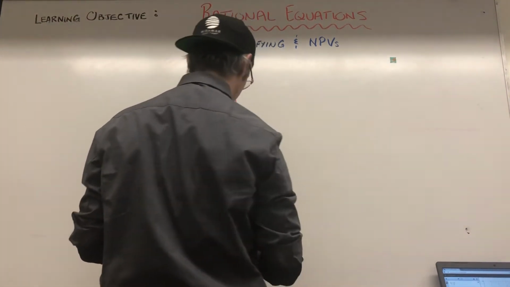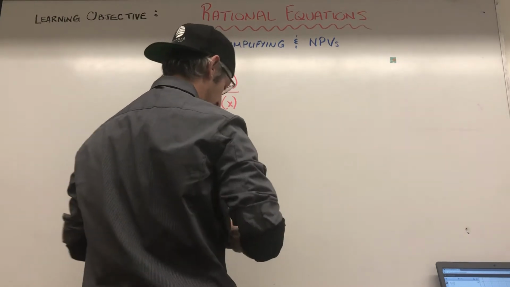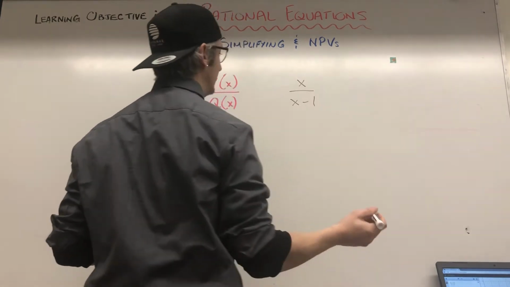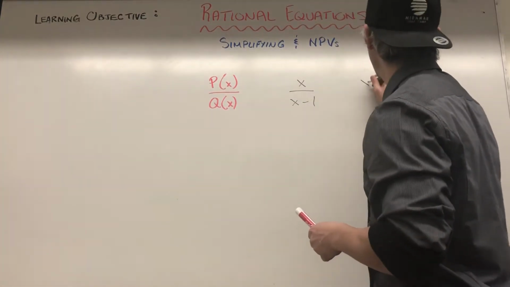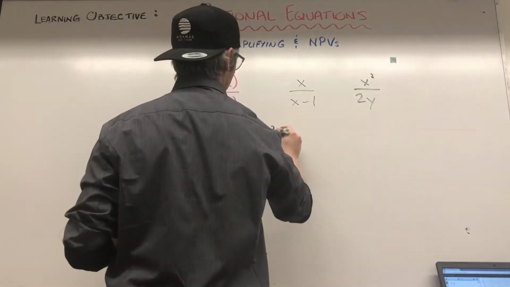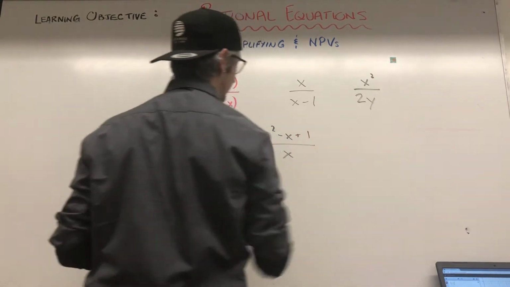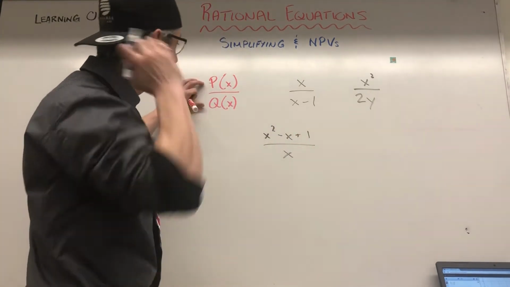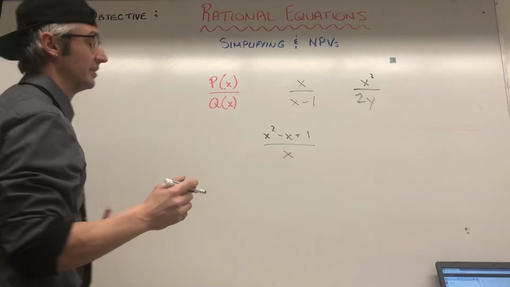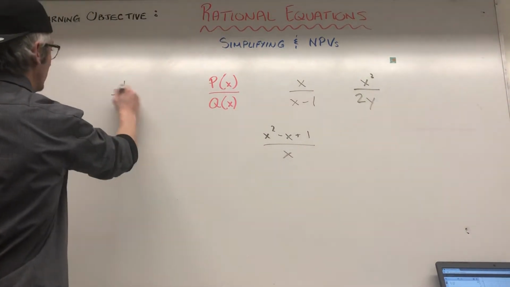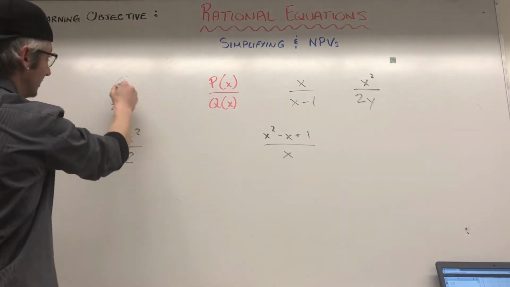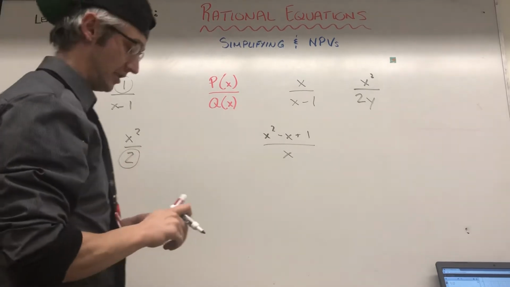So some examples of rational equations would be something like x over x minus 1. We could do x squared over 2y. x squared minus x plus 1 over x. Any division where we have a variable in the numerator and the denominator. Some examples that are not rational equations are something like 1 over x minus 1, or x squared over 2. In these cases, either the numerator or the denominator does not have a variable.